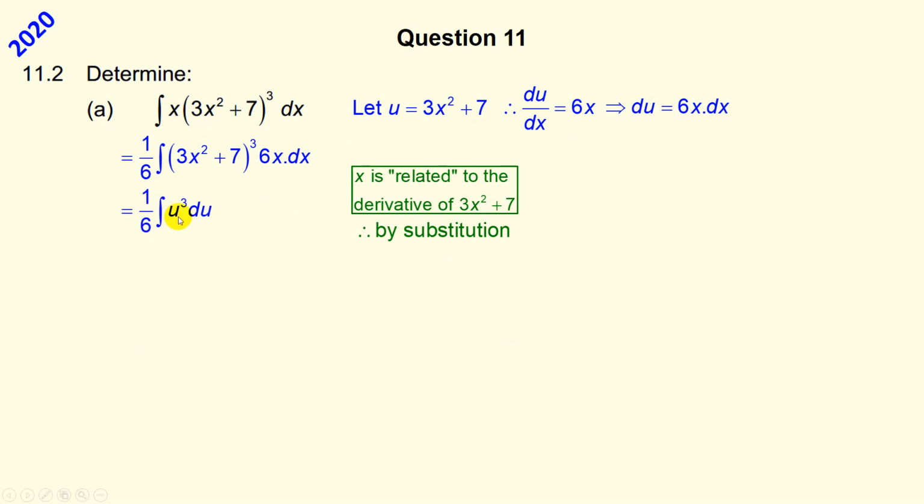That's a very straightforward anti-differentiation, really. u to the 4 over 4 plus c, and we can substitute back. We need to substitute back because this is an indefinite integral, back to the x values.